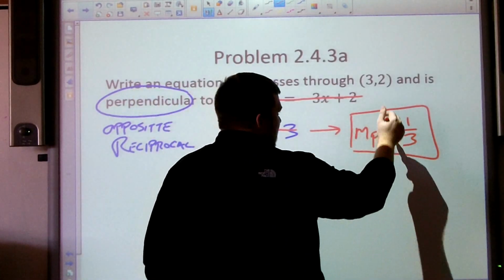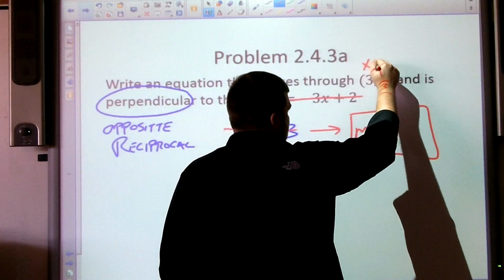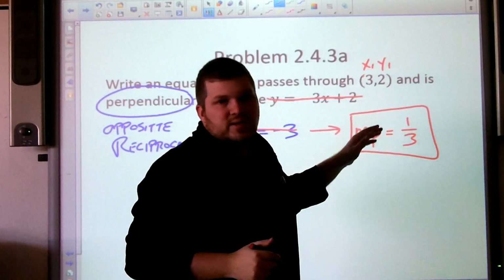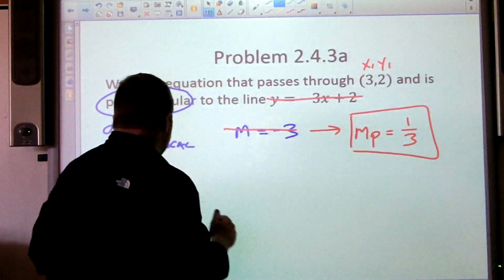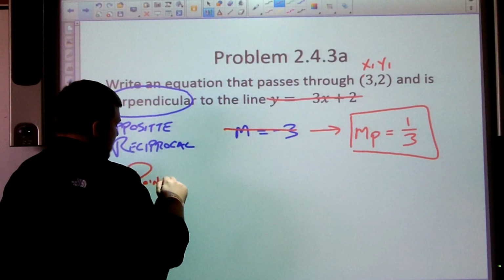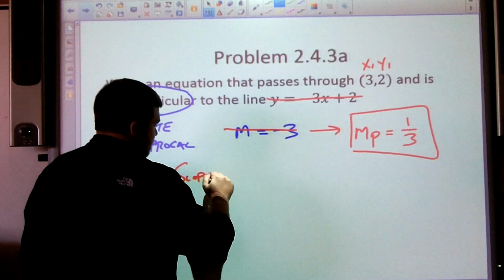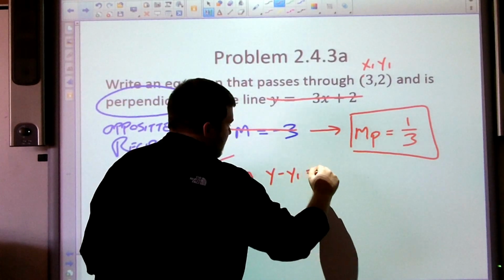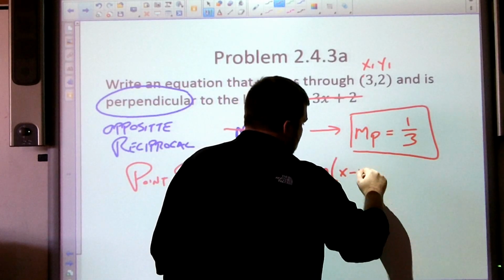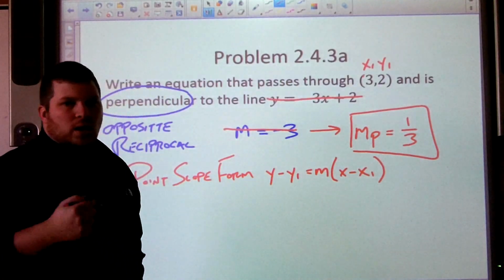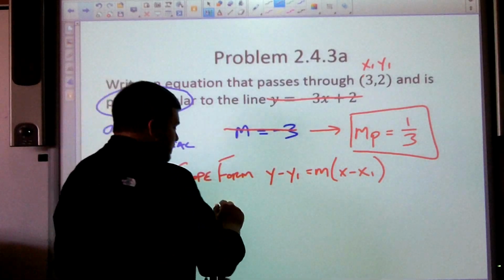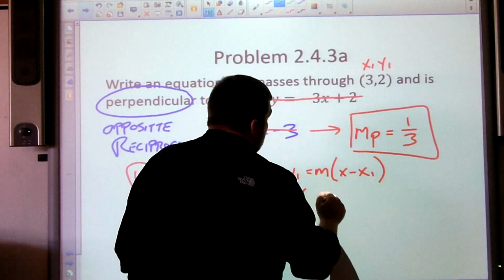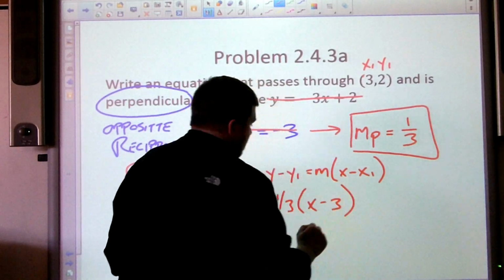Okay, and now I want this line to have this slope and to go through this point, x1, y1. So I have a point and I have a slope. So I need to start off in point slope form again. So y minus y1 is equal to m times x minus x1. All right, well now we just simply plug in what we know. So y minus 2 is equal to 1/3 times x minus 3.